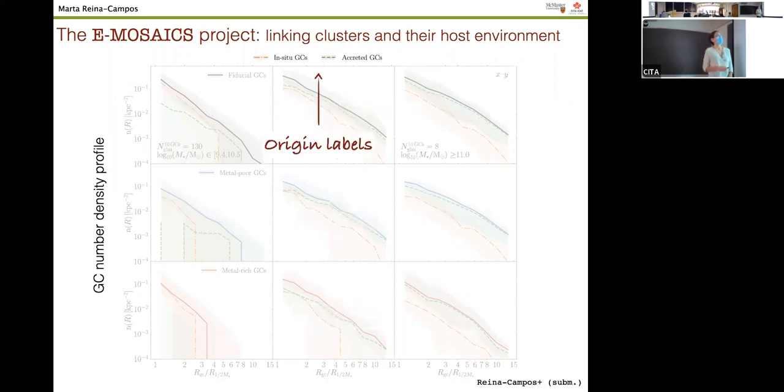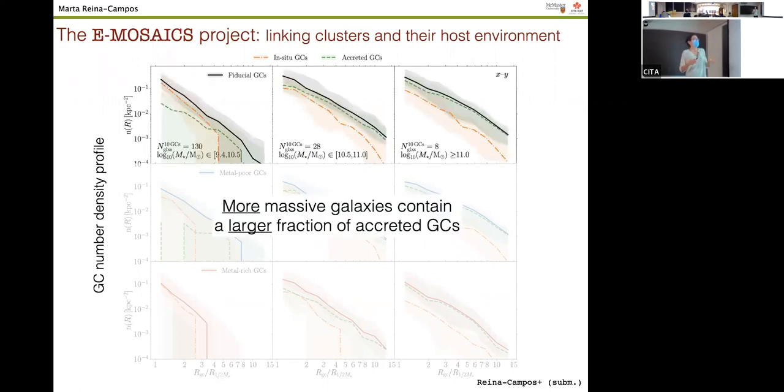And last, we can divide each globular cluster sample by whether it has formed in situ or it has formed in a satellite galaxy that has been accreted later on in time. So if we start looking just at the first row, what happens with the fiducial globular clusters? What we're seeing is that as we go towards the right side of this figure, more massive galaxies contain a larger fraction of accreted globulars, because as you can see, the green line is taking over the orange as we go towards the right.